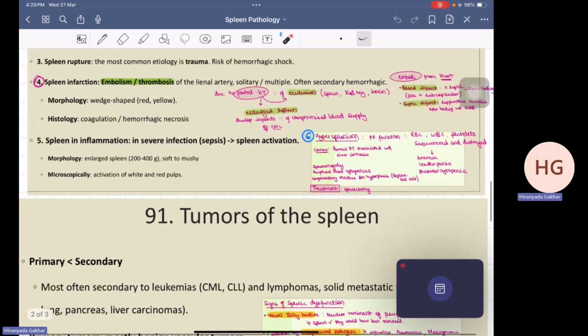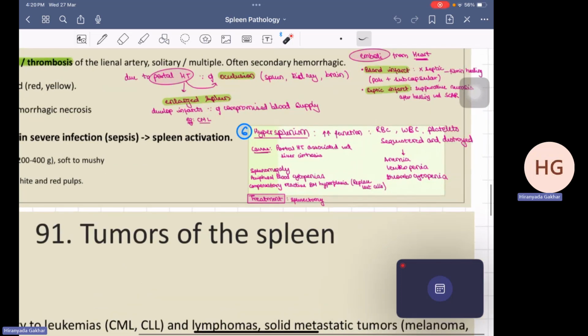The fifth point that we need to know is about the spleen being in inflammation. This disorder is when you have a severe infection or the patient is in sepsis, which causes activation or sometimes maybe overactivation of the spleen. This leads to an enlarged spleen. So it basically goes hand in hand with your splenomegaly. And as I mentioned before, the spleen appears to be very soft and mushy.